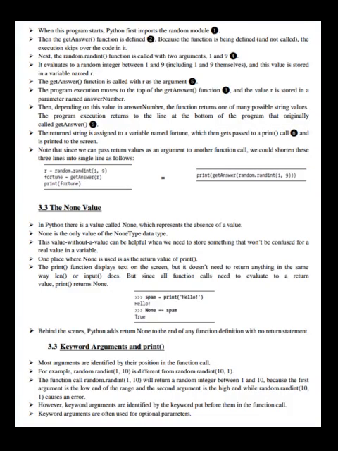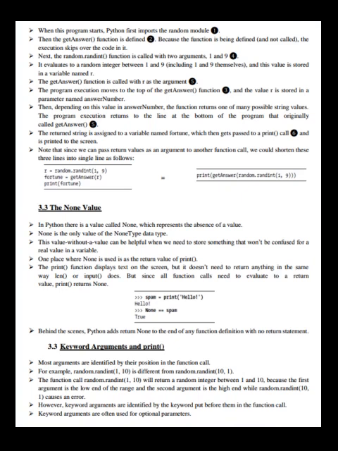When this program starts, Python first imports the random module, then the getAnswer function is defined. Because the function is being defined and not called, the execution skips over the code in it. Next, the randint function is called with two arguments, 1 and 9. It evaluates to a random integer between 1 and 9, including 1 and 9 themselves, and this value is stored in a variable named r. The getAnswer function is called with r as the argument.